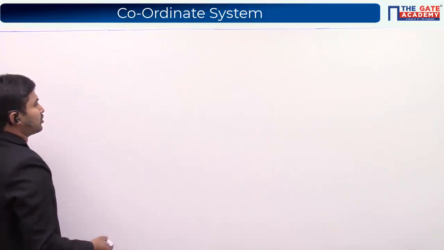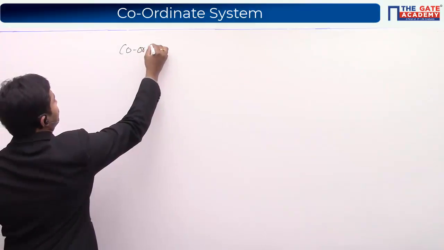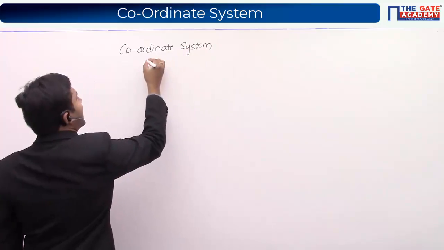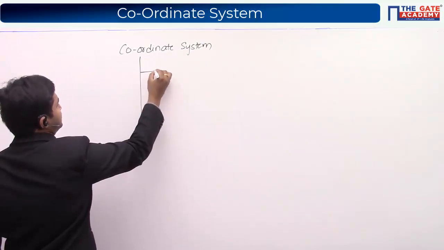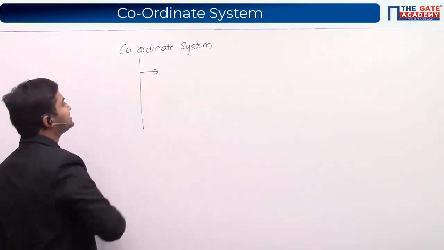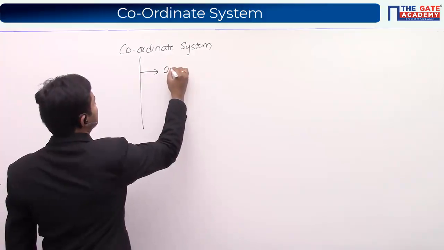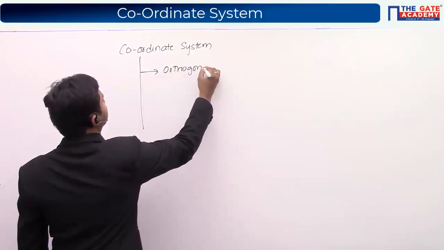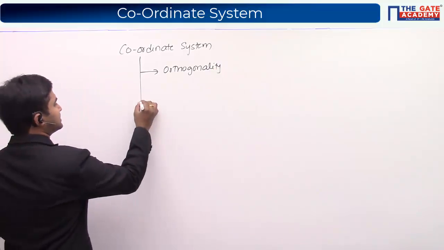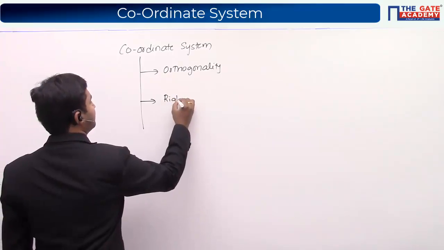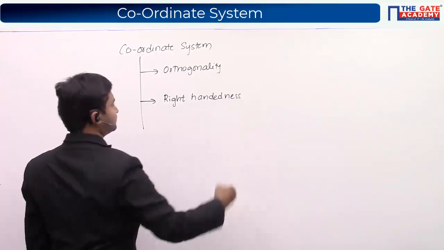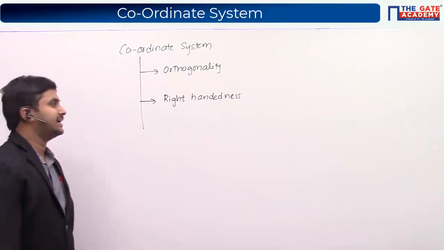So when we talk about the coordinate systems that we are going to use, they are going to serve two very important criteria which are very much required in this subject. One is orthogonality, and the second one is right-handedness.